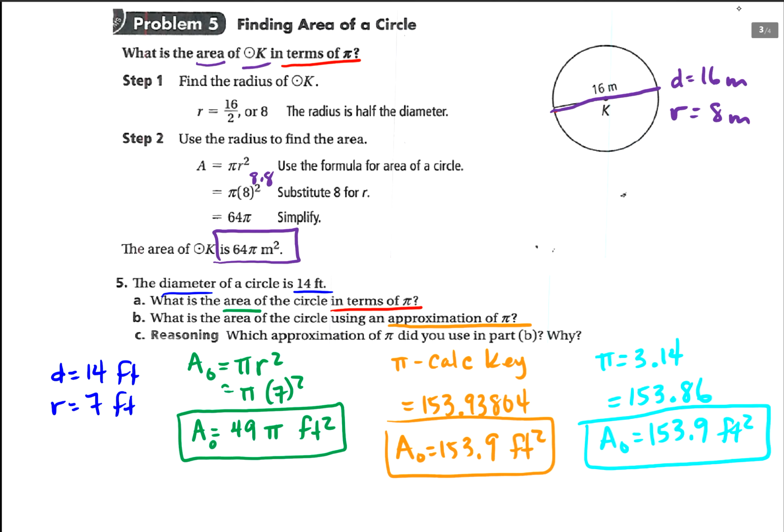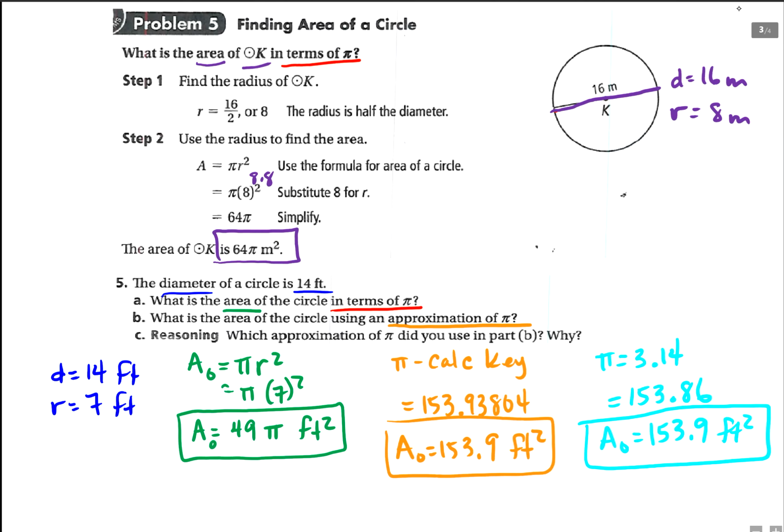And then it tells us to use an approximation of pi. Well, if I use the pi key on my calculator, I get 153.93804, and then I round that to the nearest tenth. If you're not told, 1 or 2 decimal places is appropriate. Okay, so the area of my circle is 153.9 feet squared.